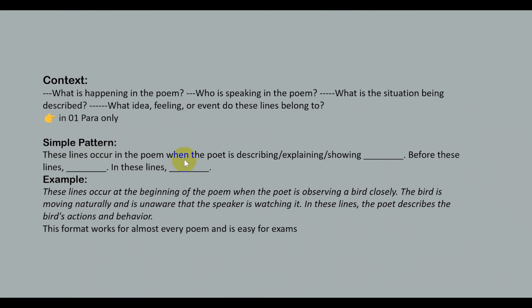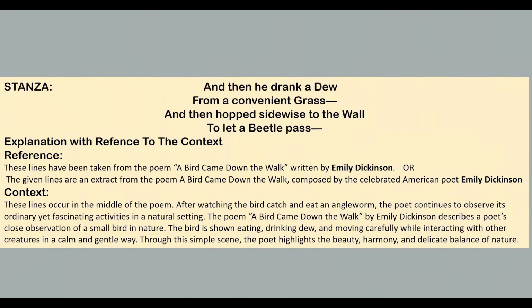These lines occur in the poem when the poet is describing or explaining what was happening at that time. You may look at the example at the beginning of the poem. These lines occur at the beginning of the poem when the poet is observing a bird closely. The example has been taken from the same poem, A Bird Came Down the Walk. You may look at the proper answer, which I am displaying here. Look at this context, that is according to the same stanza.